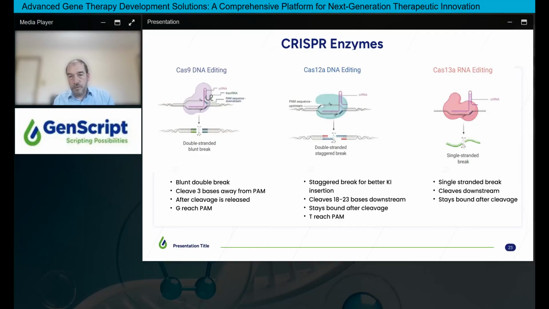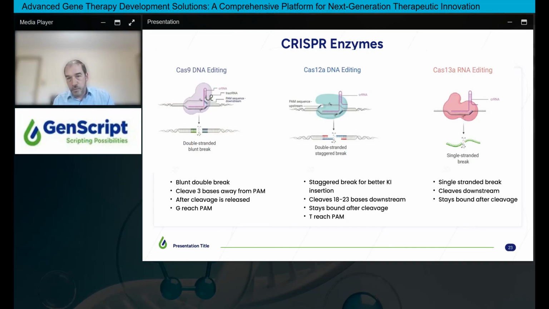We also have a very strong portfolio for CRISPR gene editing. We offer a variety of enzymes, Cas9 enzyme. For a quick refresher, of course, Cas9 does a blunt end break, cleaves 3 bases away from the PAM region. After cleavage, the enzyme is released and usually prefers G-rich PAM sequences.